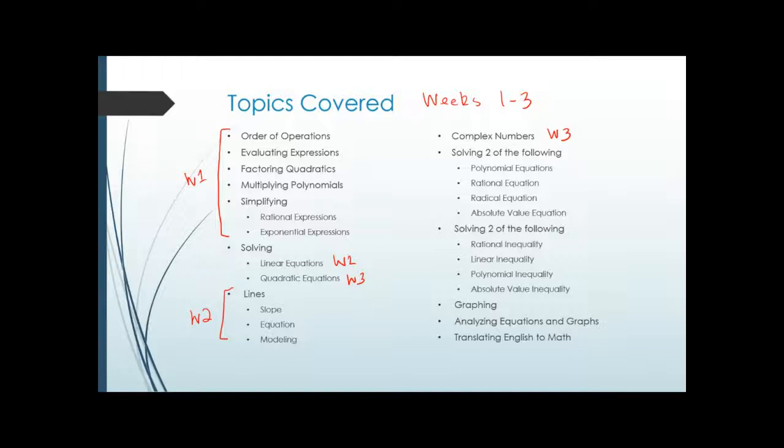Then there are 2 questions from another test pool with inequalities. So you're going to get 2 from rational inequalities, linear inequalities, polynomial inequality, or absolute value inequality. So you don't know which 2 you're going to get, but you don't have to do all 4. You're only doing 2 of those. So those are random. Then you've got graphing. So graphing is sort of covered. That was mostly week 2. So let's see, these were all week 3. Graphing is week 2. Analyzing equations and graphs, that was week 2.